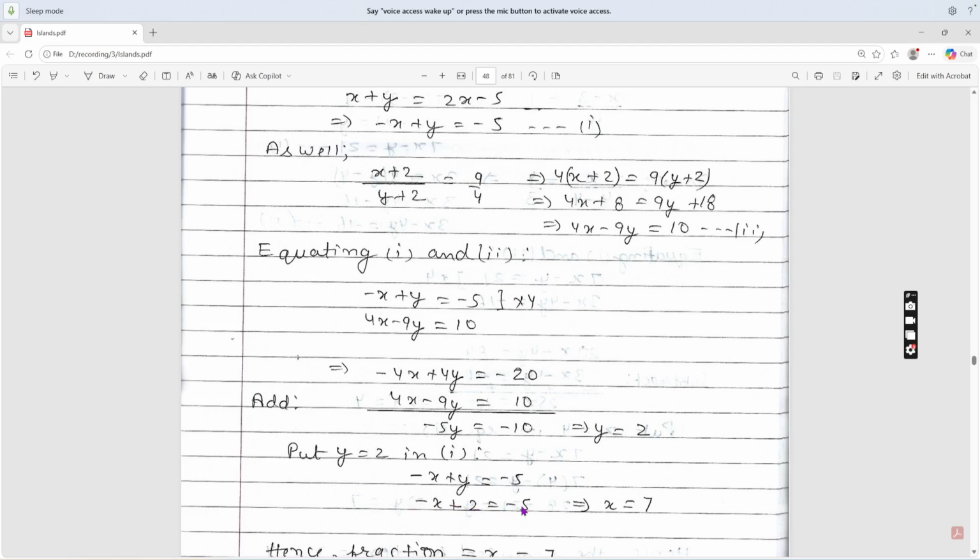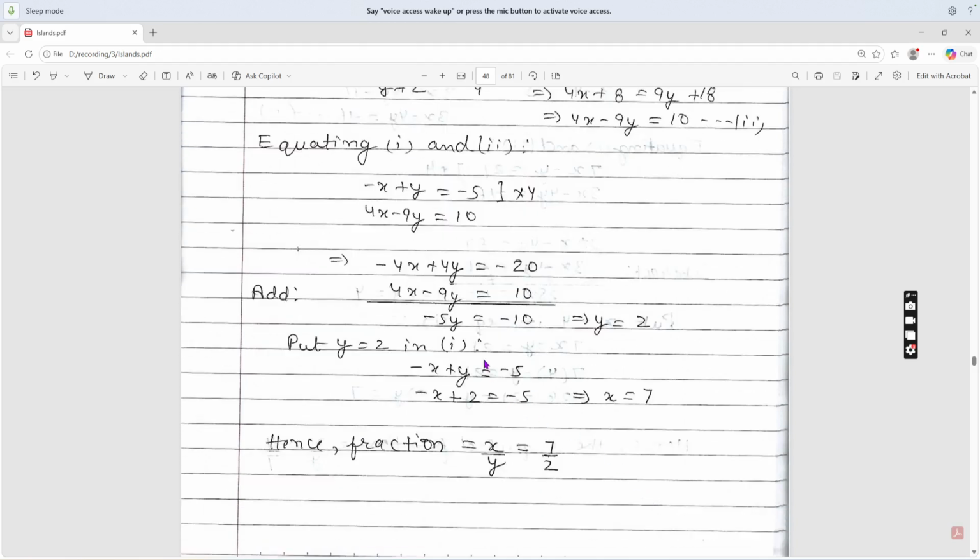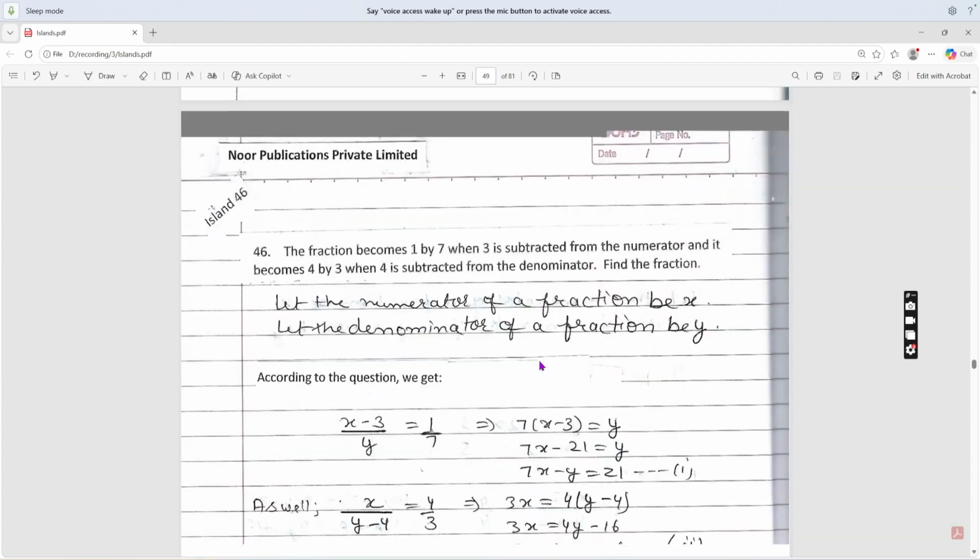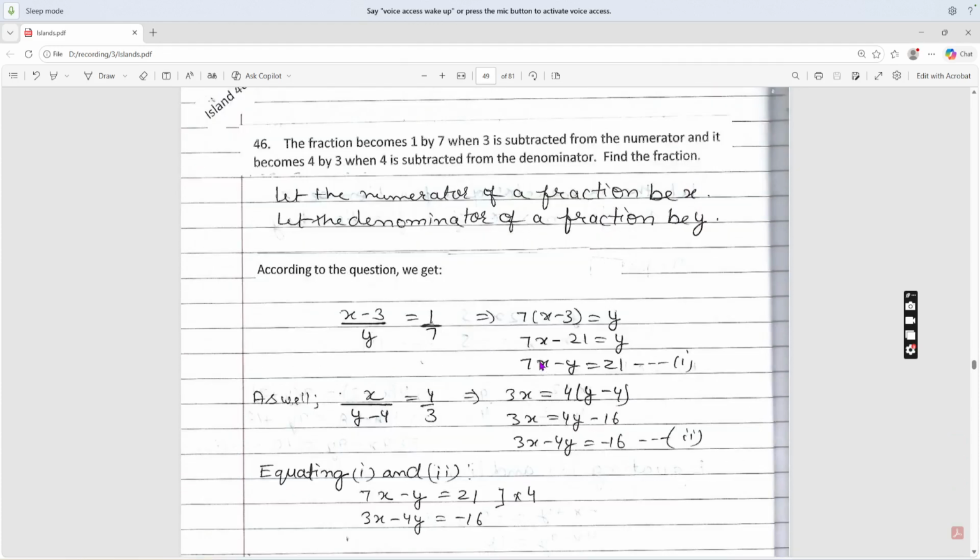So minus x is equal to minus 5 minus 2, that is minus 7. Minus minus will be cancelled out. So we are getting x is equal to 7. So our answer would be x upon y, that is 7 upon 2, where y is equal to 2 from here. Done. Okay, next.